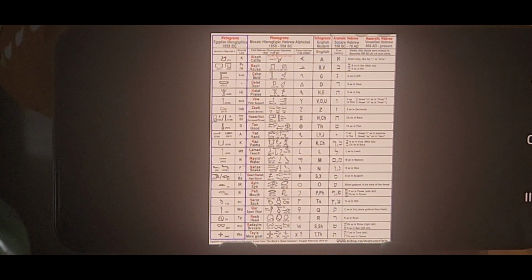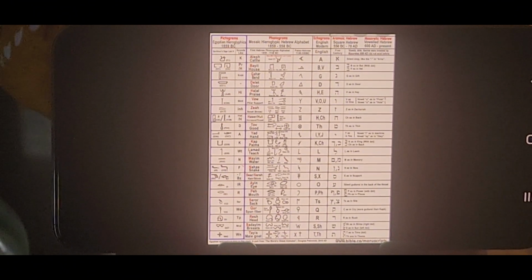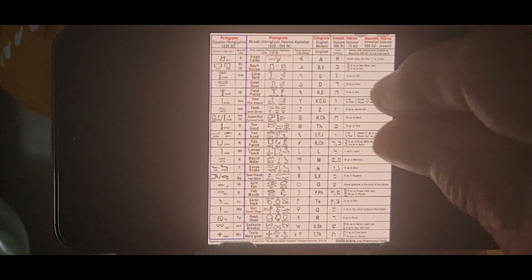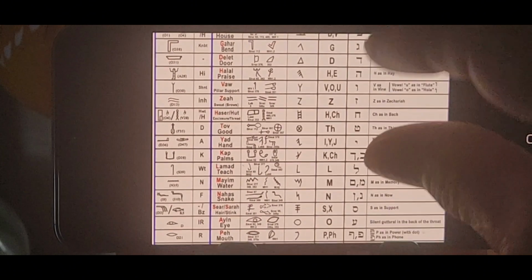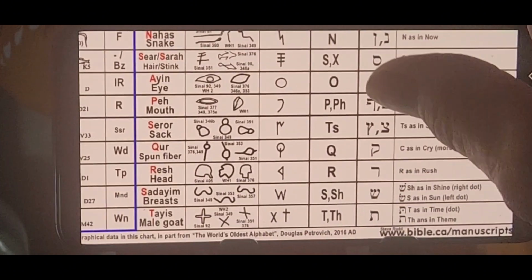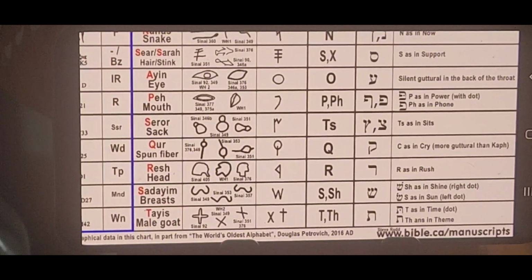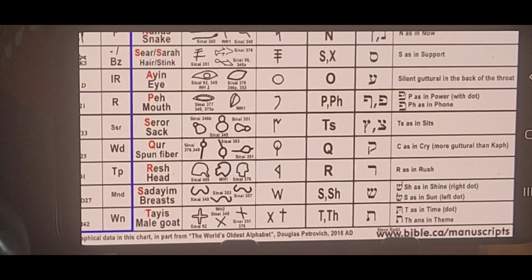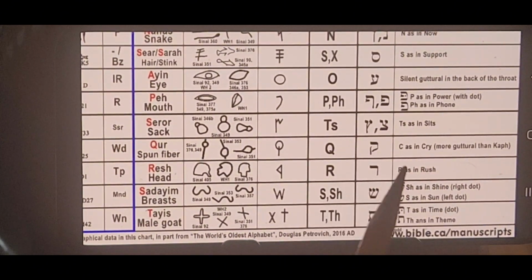Looking at the other handout sheet that we have of the characters in the Paleo Hebrew, let's find the letter Resh. And we see that, of course, here's our letter Resh that we're looking for. It's pronounced as the R, as in Resh. And here are some ancient forms.